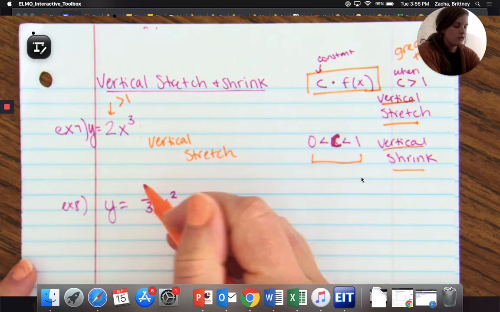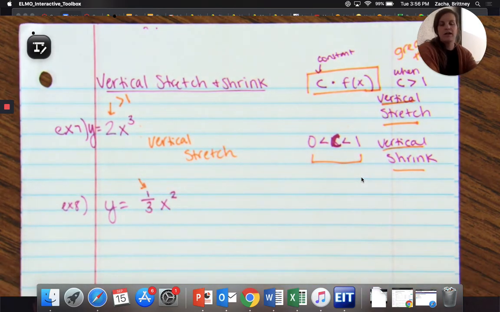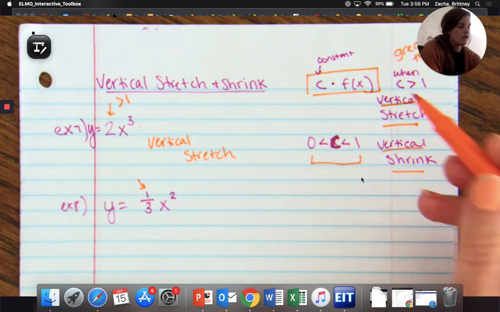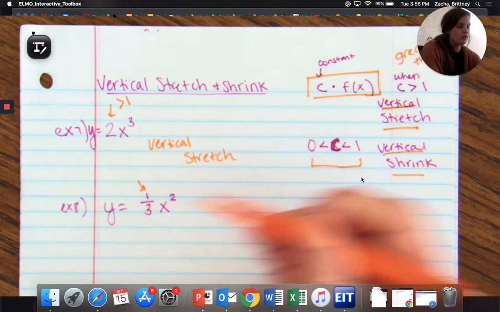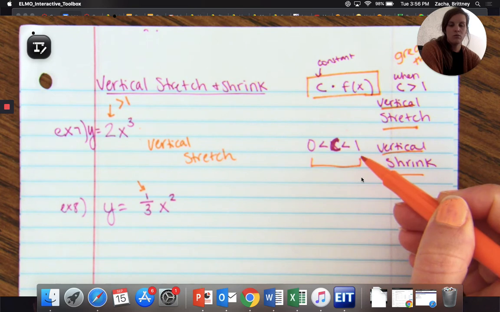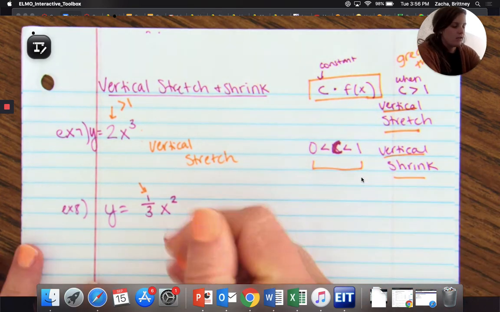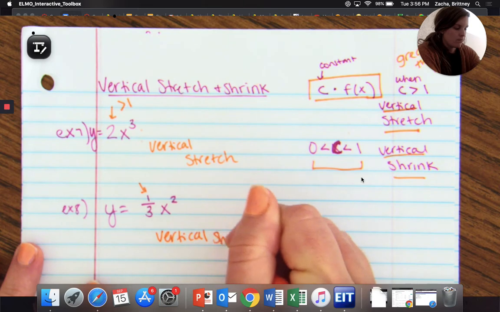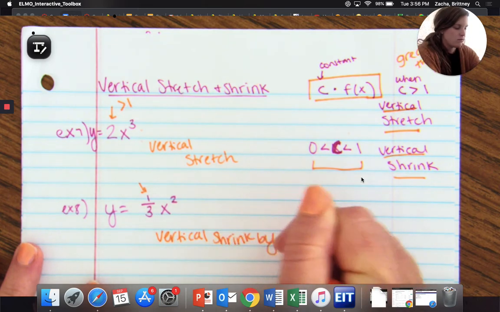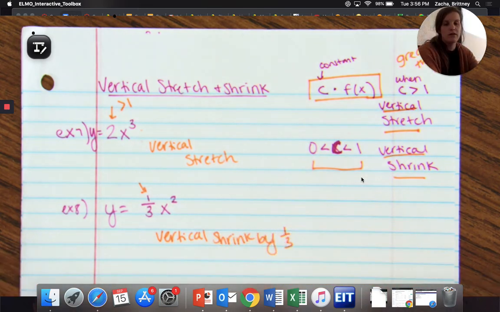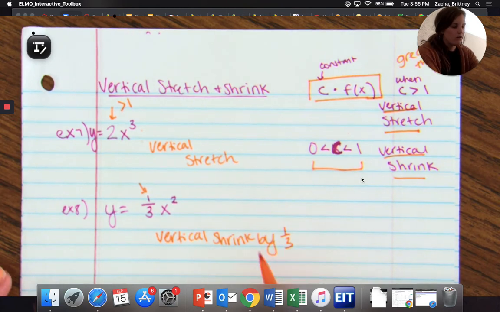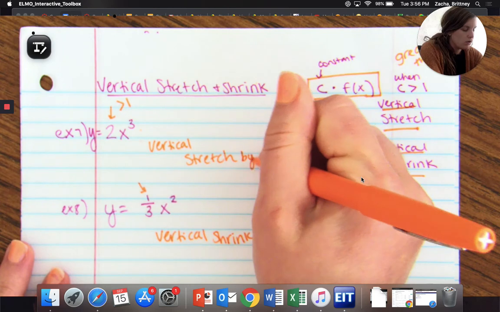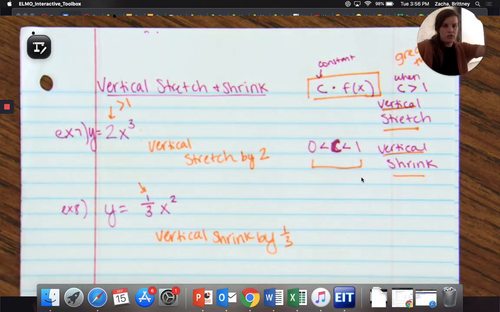Okay, so then here we still have a constant being multiplied in front of your function, so we know it's a vertical stretch or shrink. And because this number falls between 0 and 1, 1/3 does, that's a vertical shrink. We should put the factor, so by 1/3. So everything shrinks by 1/3. So all your y values would get multiplied by 1/3. Here, they would all get multiplied by 2. That's what makes them stretch.